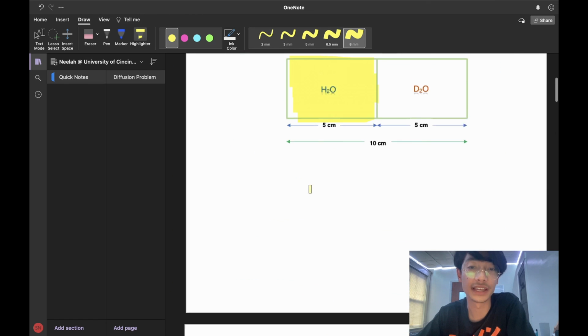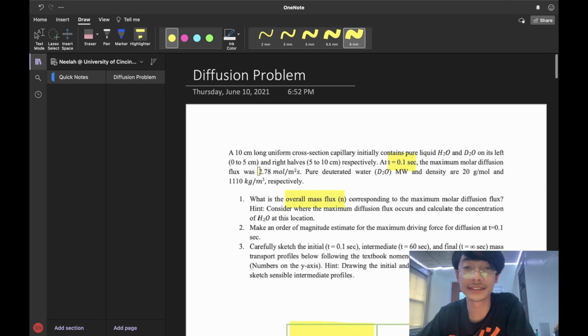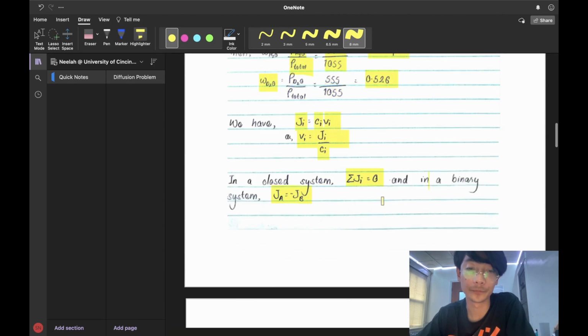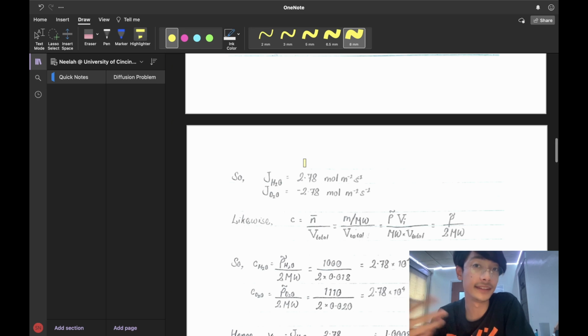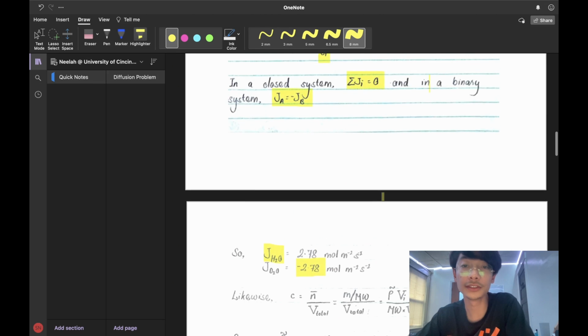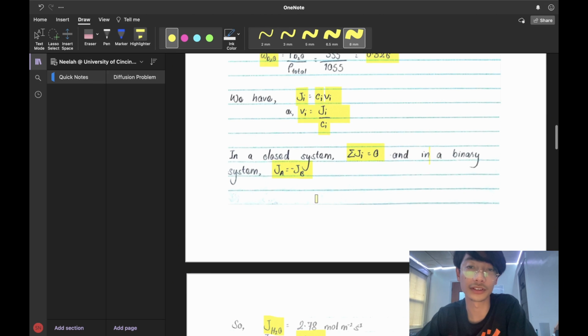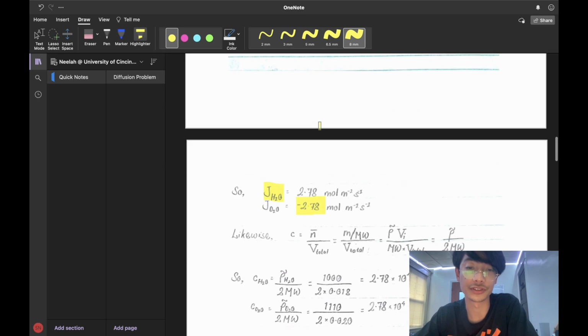So the question has provided us with this value, the maximum molar diffusion flux, to be 2.8 moles per meter square per second. So we can say at t equals 0.1 second that if the diffusion flux of water is 2.8, then the diffusion flux of D2O is going to be negative 2.78. So yeah, we have the individual diffusion fluxes of the two components. Now we need to calculate the molar concentrations.